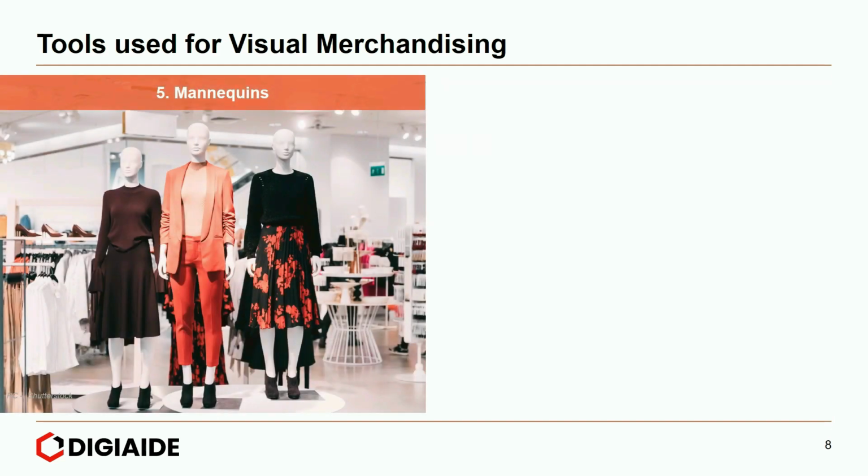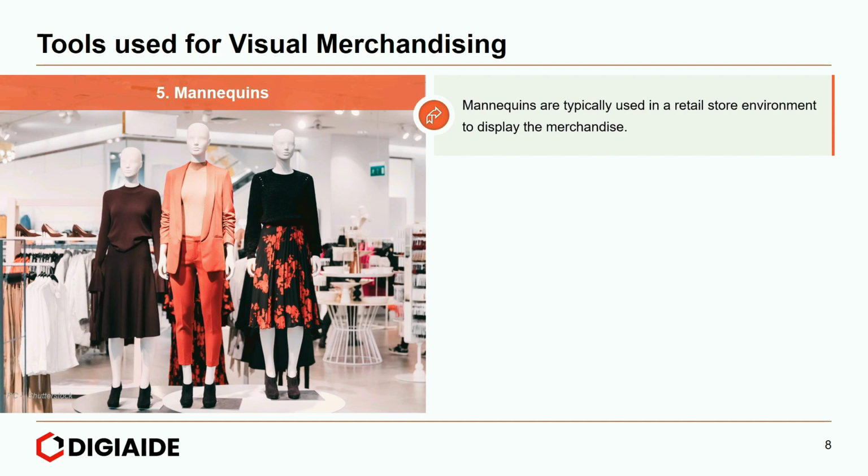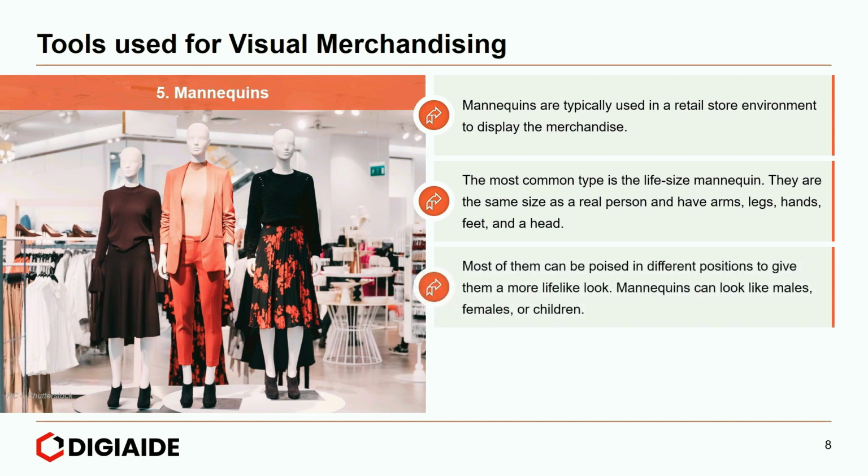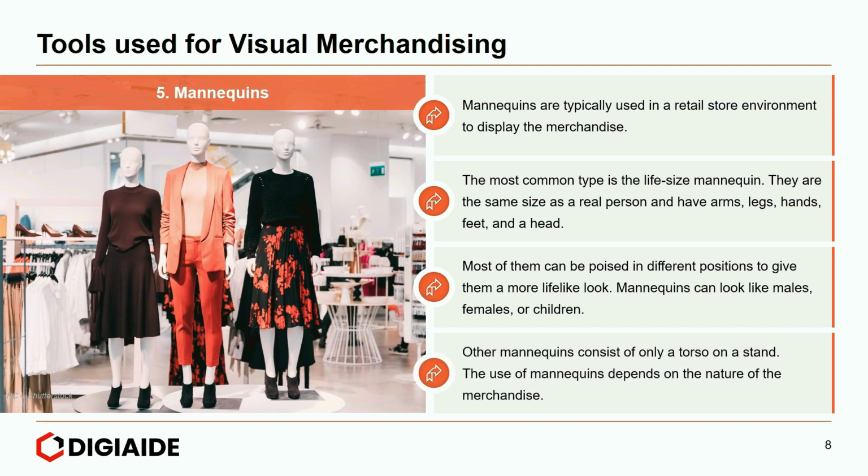Fifth, mannequins. Mannequins are typically used in a retail store environment to display the merchandise. The most common type is the life-size mannequin. They are the same size as a real person and have arms, legs, hands, feet, and a head. Most of them can be poised in different positions to give them a more lifelike look. Mannequins can thus look like males, females, or children. Some other mannequins consist of only a torso on a stand.